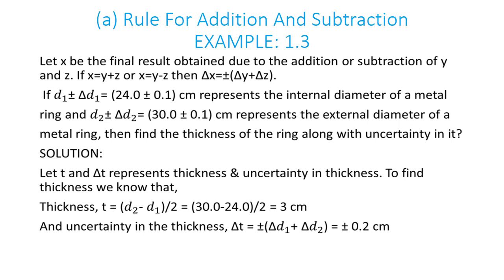Now the solution is, let T and delta T represent the thickness and uncertainty in thickness. To find thickness, we know that thickness T is equal to d2 minus d1 divided by 2, which is equal to 30.0 minus 24.0 divided by 2, which is equal to 3 centimeter. While the uncertainty in the thickness delta T is equal to plus minus delta d1 plus delta d2, which is equal to plus minus 0.2 centimeter.